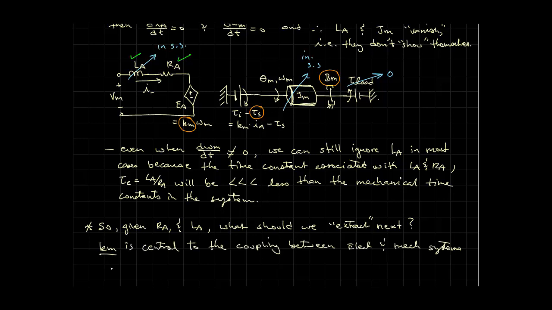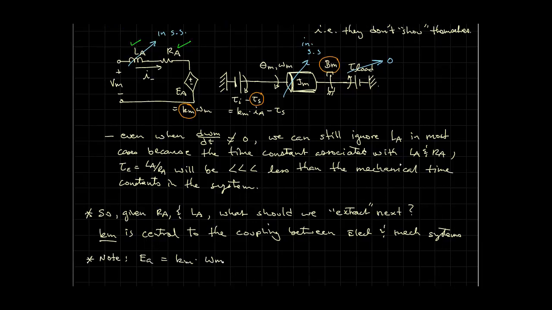Km is central to the coupling between the electrical and mechanical portions of the system. So let's try to determine Km. So note, the induced voltage, armature voltage EA, is equal to Km times ωm. If we could measure ωm and we could measure EA, then we could determine Km. The problem is we can't measure EA. We can't directly measure EA.